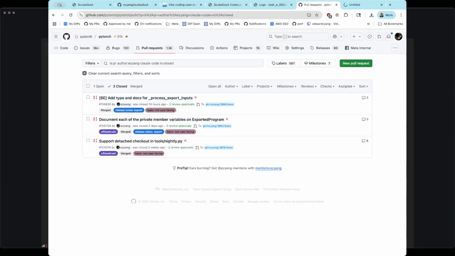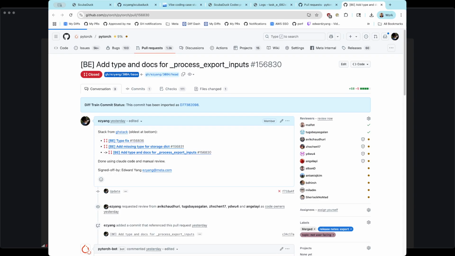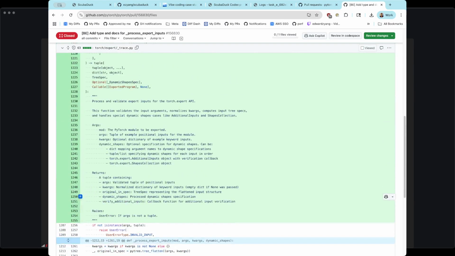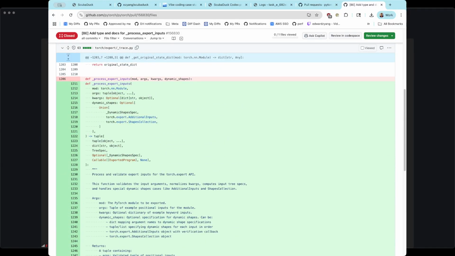Here's an example where I used Claude Code to add types to a signature. How did I go about this? I first said, okay, hey Claude, go ahead and add types to process export inputs and add a doc block as well. I read it over, and then we did a bunch of back and forth. Claude had put Any here, and I said, I don't want Any, change it into object. It had come up with some completely insane signature for the dynamic shapes type that didn't make sense.